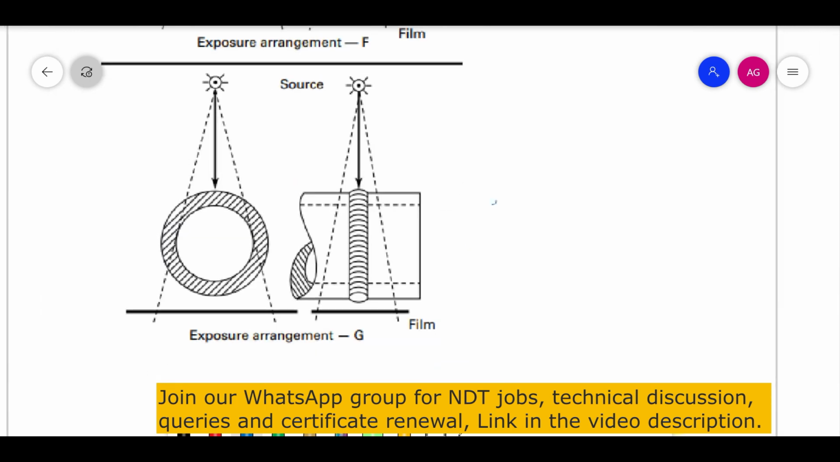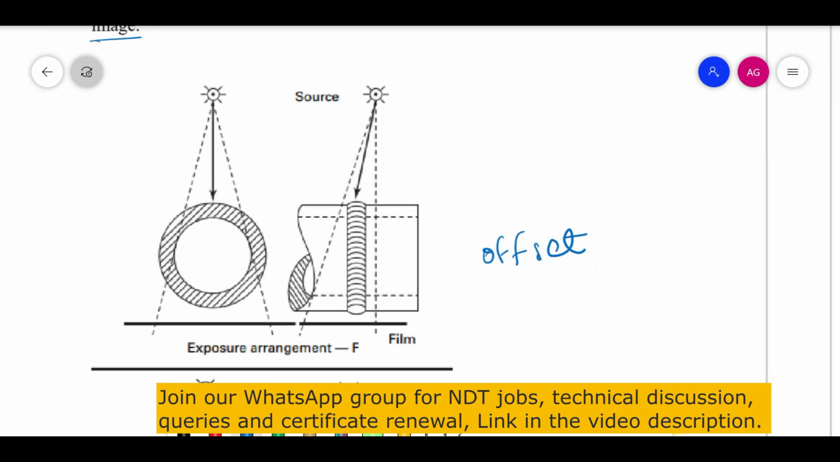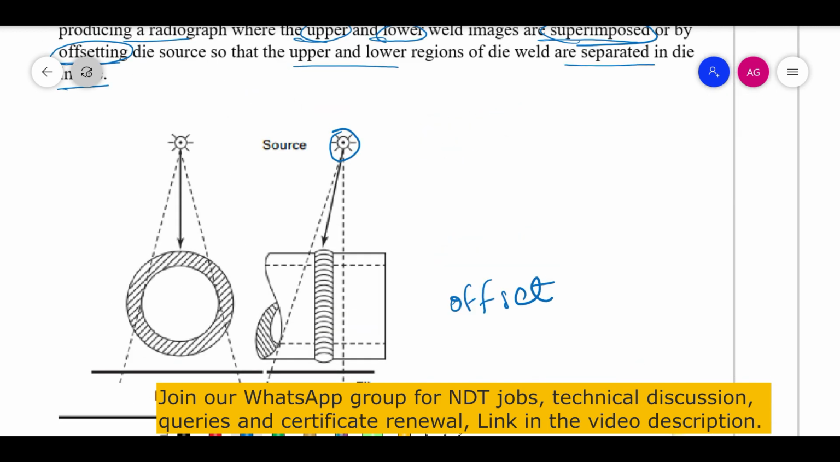So this one is for the superimposed technique, and this one is the offset technique. Here you can see that the source is somehow tilted. You can see the source is not exactly in line with the weld, while in the superimposed technique, you can see that the source is in line, meaning exactly above the weld. In the offset technique, the source is somehow tilted.